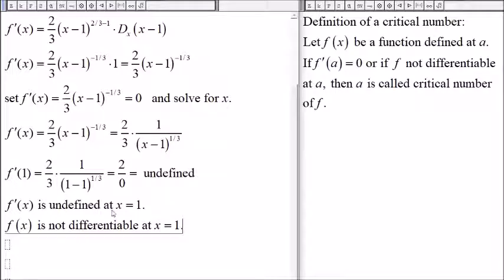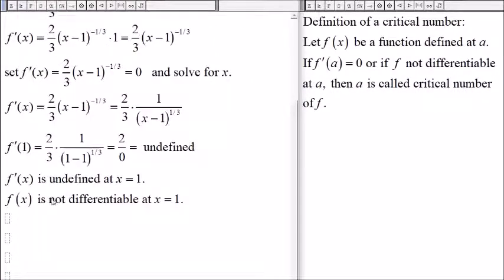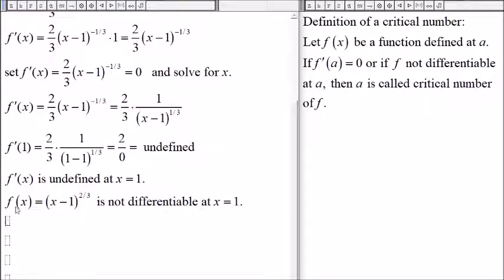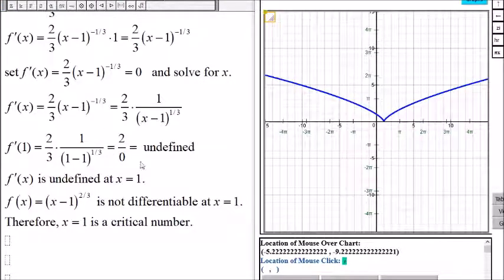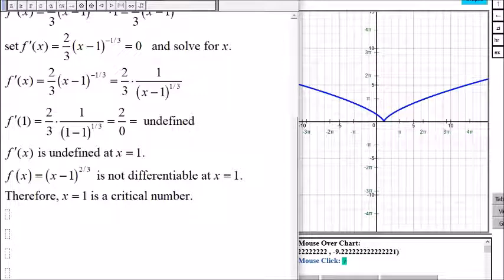So if the derivative is undefined at some number, then the original function right here, the function (x minus 1) to the 2/3, maybe let's go ahead and write that down. So we said that this function right here is not differentiable at x equal to 1, and therefore 1 is the critical number. And so that's how we find the critical numbers, is to check and see where the derivative function is undefined. And then the other way is to set the derivative equal to 0.